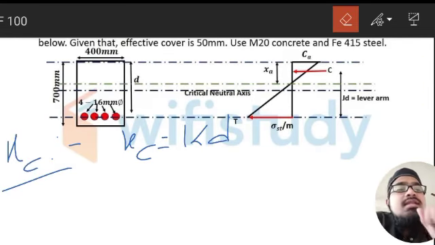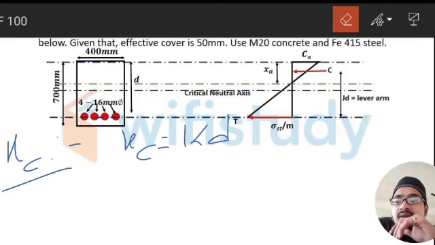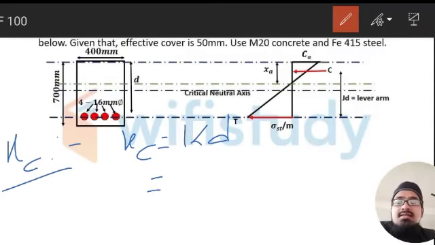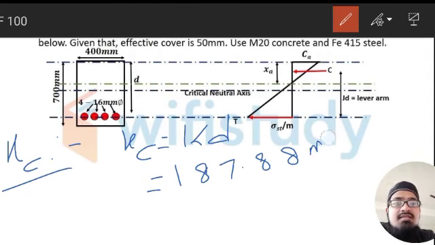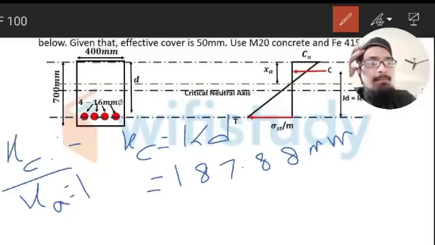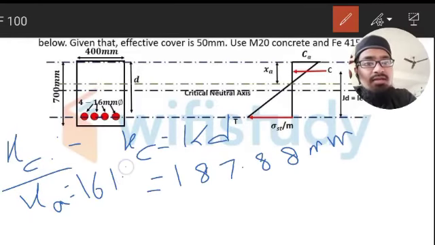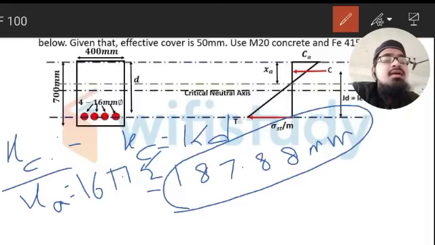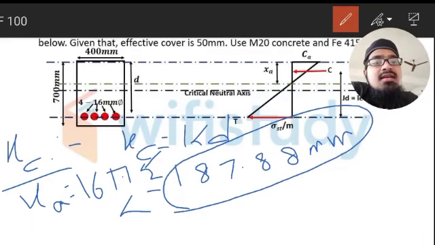M value is 13.33 and the sigma CBC value is 7, and sigma st is equal to 230 and d value is 650. After substituting the values, we will get the xc as 187.88 mm. So xa is already 161.75, and xc became 187.88 mm. So we can say that xa is less than xc.